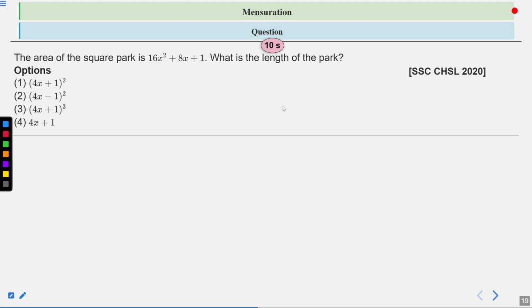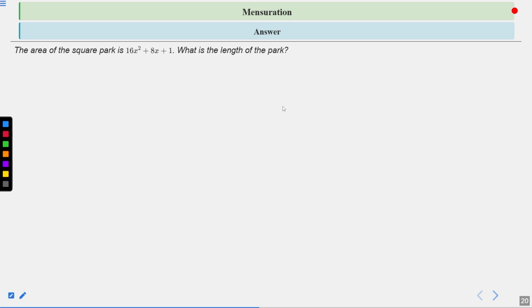Now you have 10 seconds to analyze the question. Your time starts now. Now time's up. Let's see the solution of this question. The question says that the area of the square park is given, which is 16x square plus 8x plus 1. We need to calculate the length of the park. We know that the park is in square form, which means length and width are equal. So the correct answer of this question is the fourth one, which is 4x plus 1.